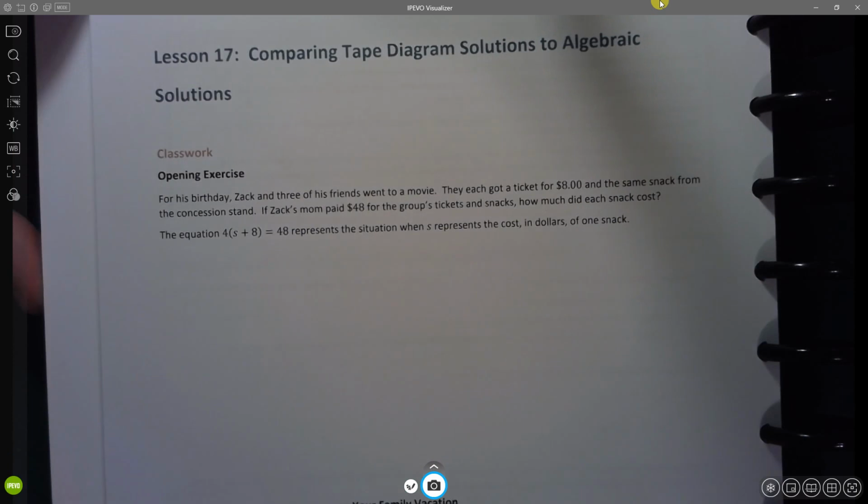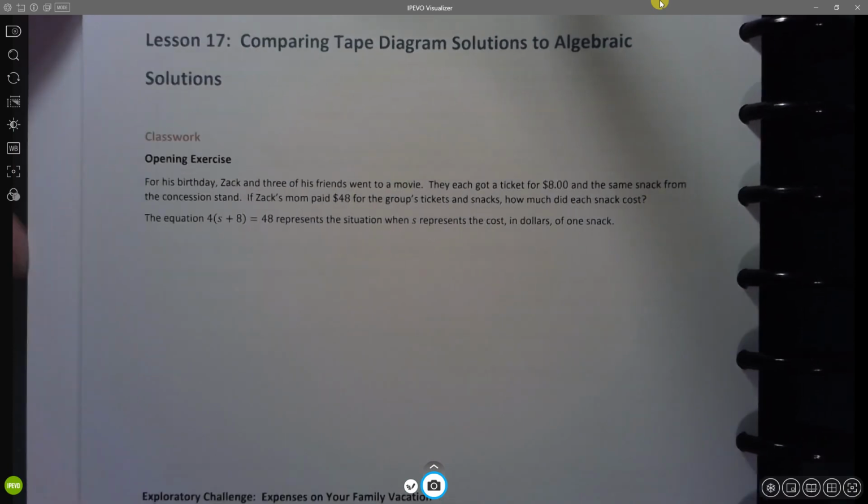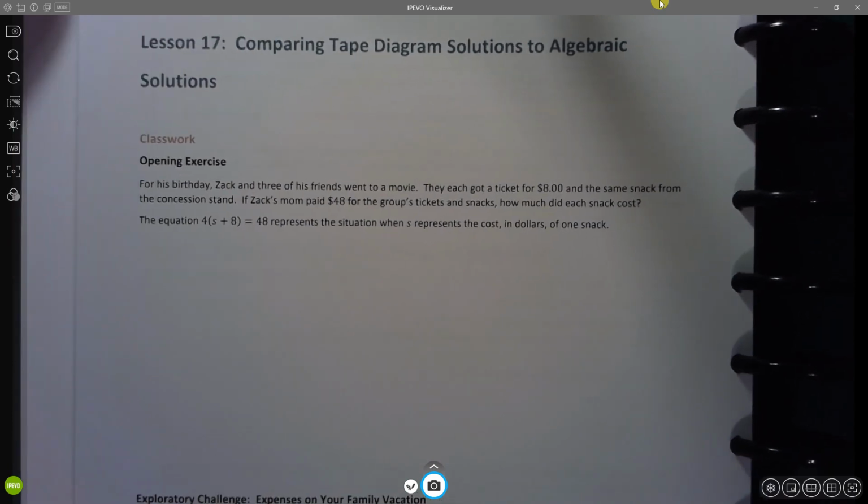Comparing tape diagram solutions to algebraic solutions. Okay? All right, so the classwork. Opening exercise. For his birthday, Zach and 3 of his friends went to a movie. They each got a ticket for $8 and the same snack for the concession stand. If Zach's mom paid $48 for the group's tickets and snacks, how much did each snack cost? Okay? The equation 4 times s plus 8 equals 38 represents the situation when s represents the cost in dollars of one snack. Okay. This is what you call a two-step equation.